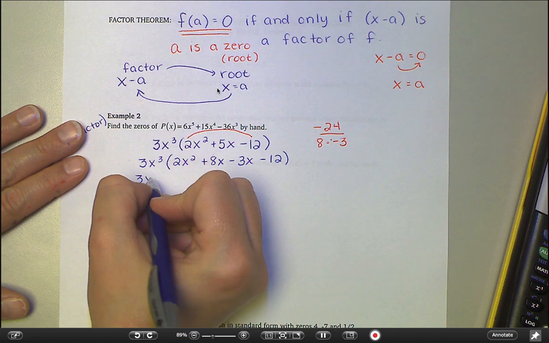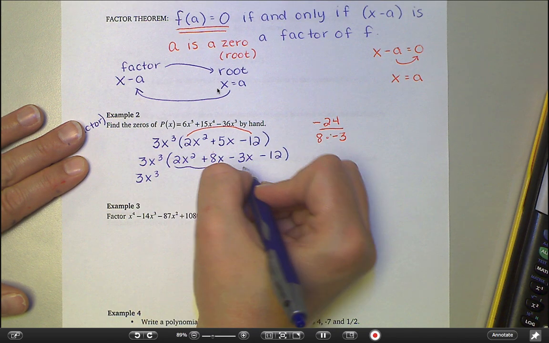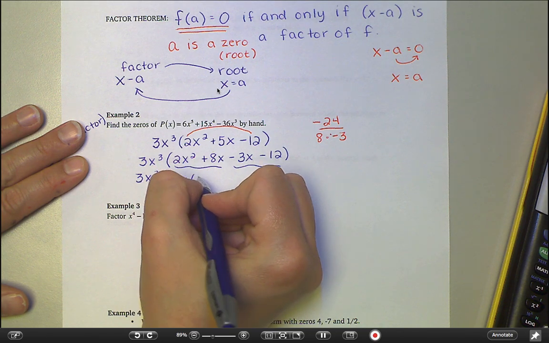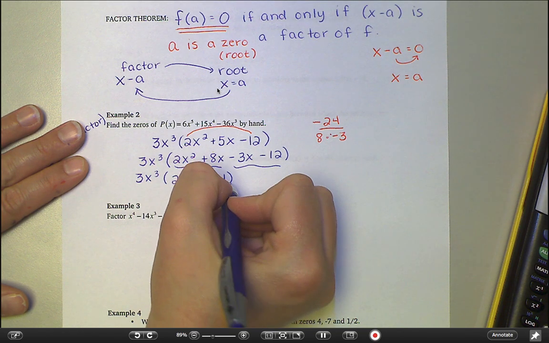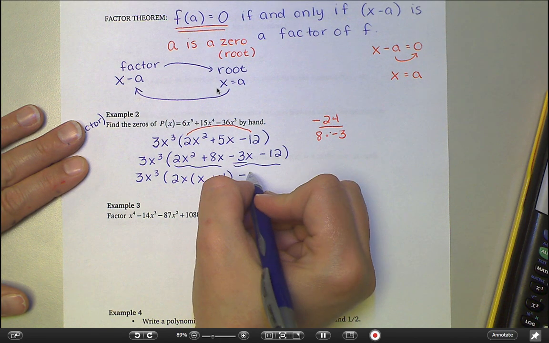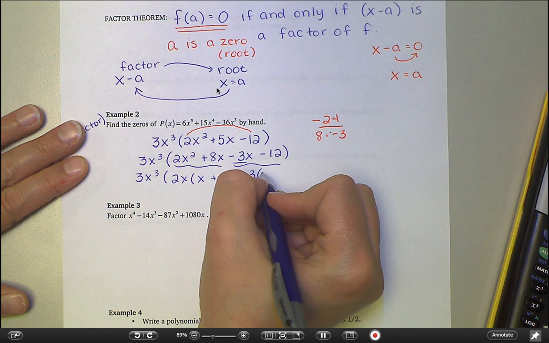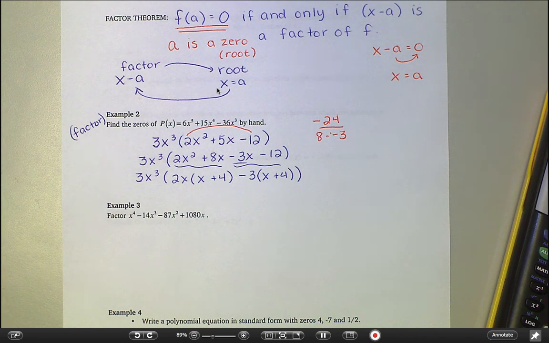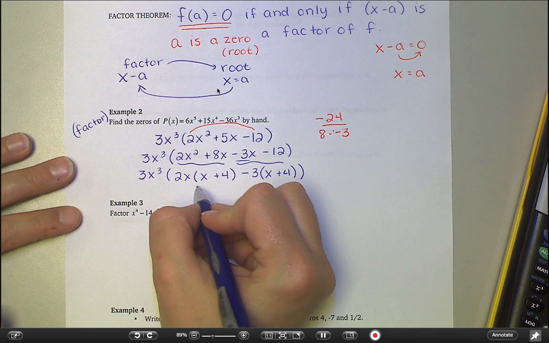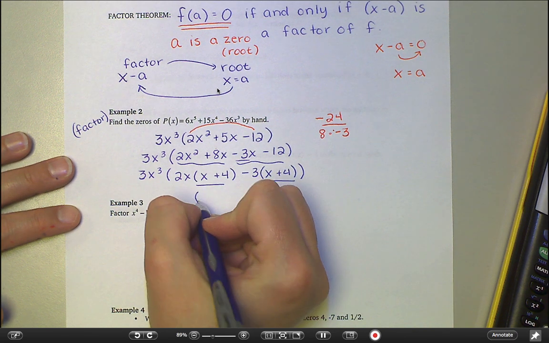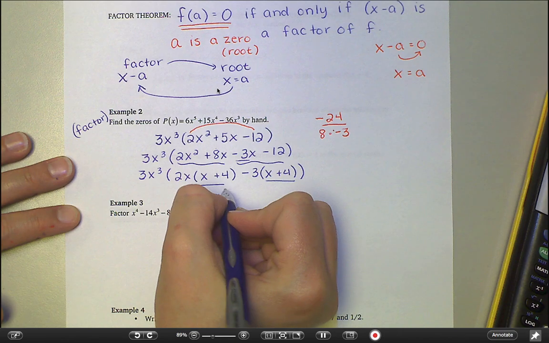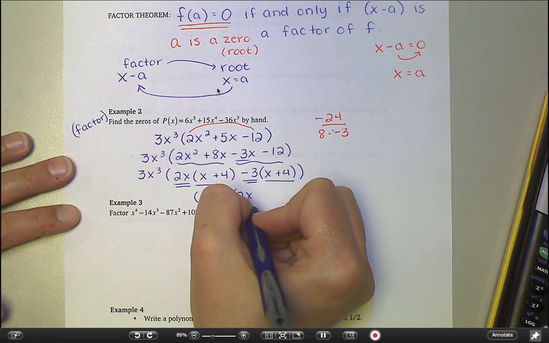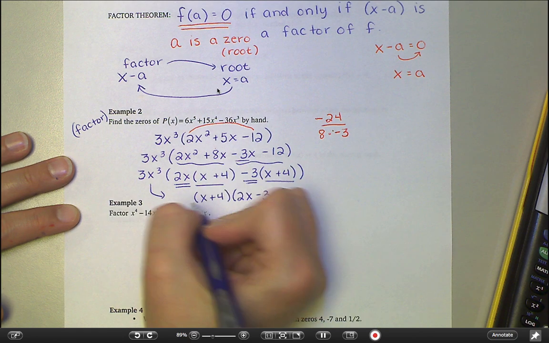I'm going to pull a GCF from each half. So I'm going to pull a GCF from here and a GCF from here. 2x, and then I end up with x plus 4. Here I'm going to pull out a negative 3, and that will leave me with a positive x and a positive 4. Okay. And then I'm going to pull this parenthesis and say this is x plus 4 times 2x minus 3, and then put my 3x cubed back in front.